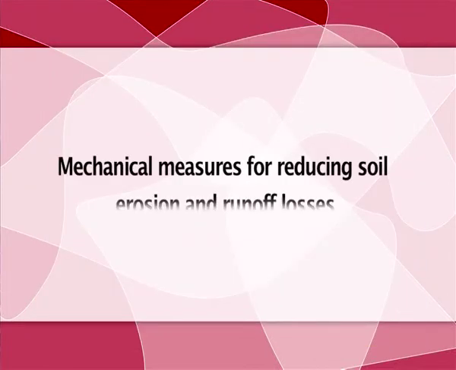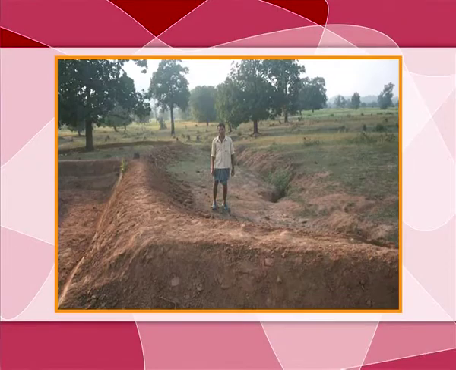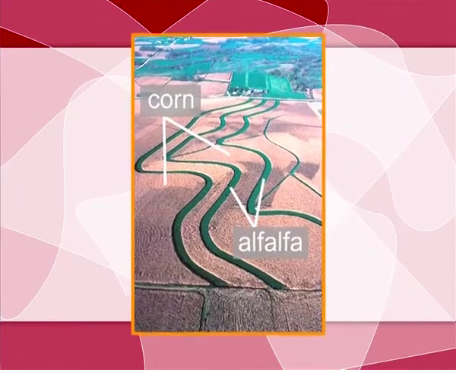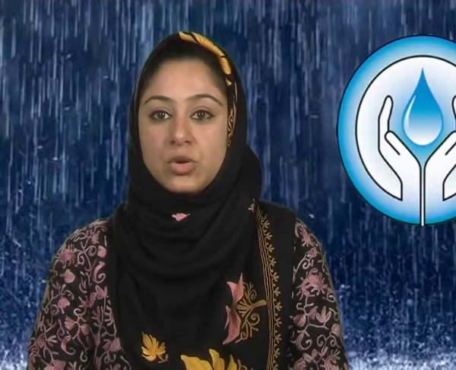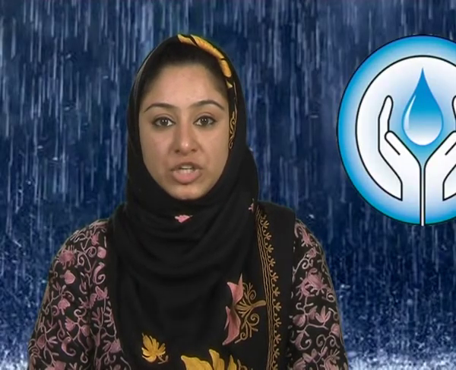Mechanical measures for reducing soil erosion and runoff losses. Several mechanical measures like terracing, bunding, bench terracing, no-till farming, contour cropping, strip cropping, etc. are used to minimize runoff and soil erosion, particularly on slopes of the watershed.